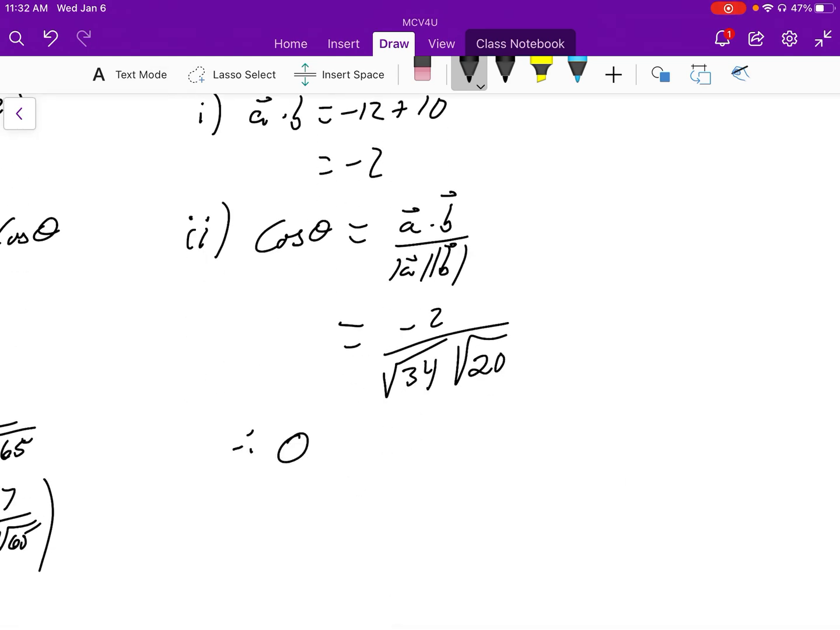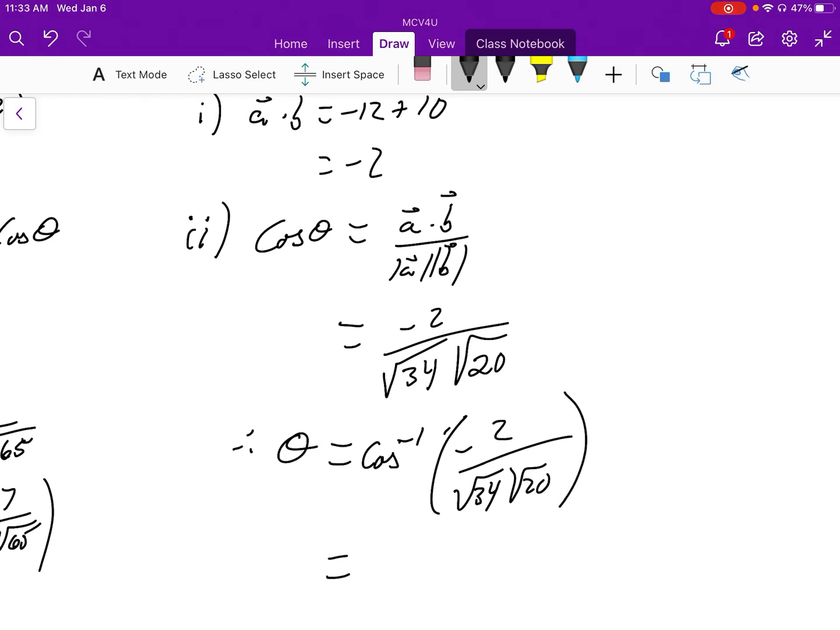So therefore, when we use the cos inverse, negative 2 over square root of 34 times the square root of 20. Make sure you put this in your calculator correctly, right? We're doing the cos inverse of negative 2 divided by, we have the square root of 34 times the square root of 20. And I get approximately 94.4 degrees.